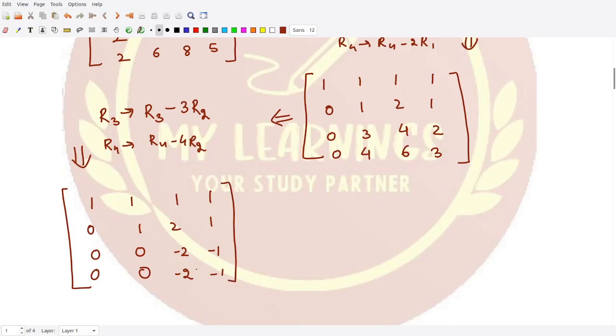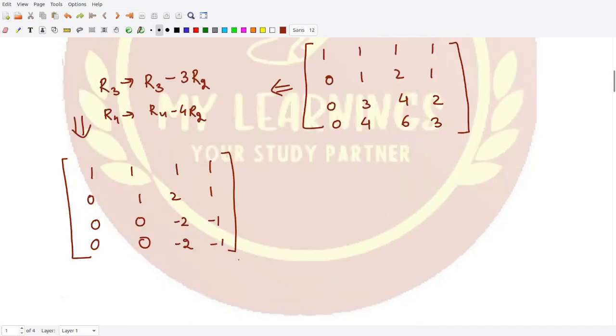So you see clearly that this row and this row are identical. For quick observation, if you subtract this one from this one, you are clearly going to have a 0 row at the end. So that means the rank is going to be 3 here.